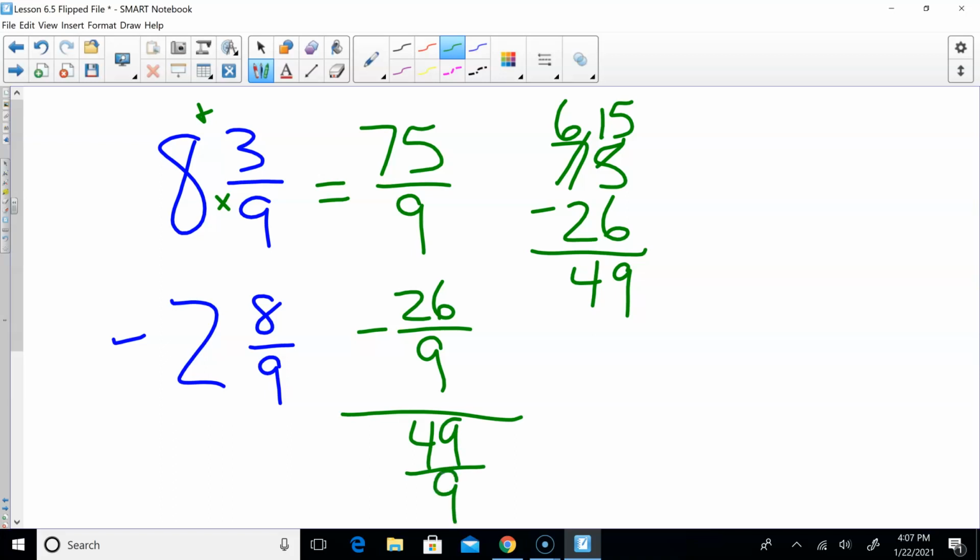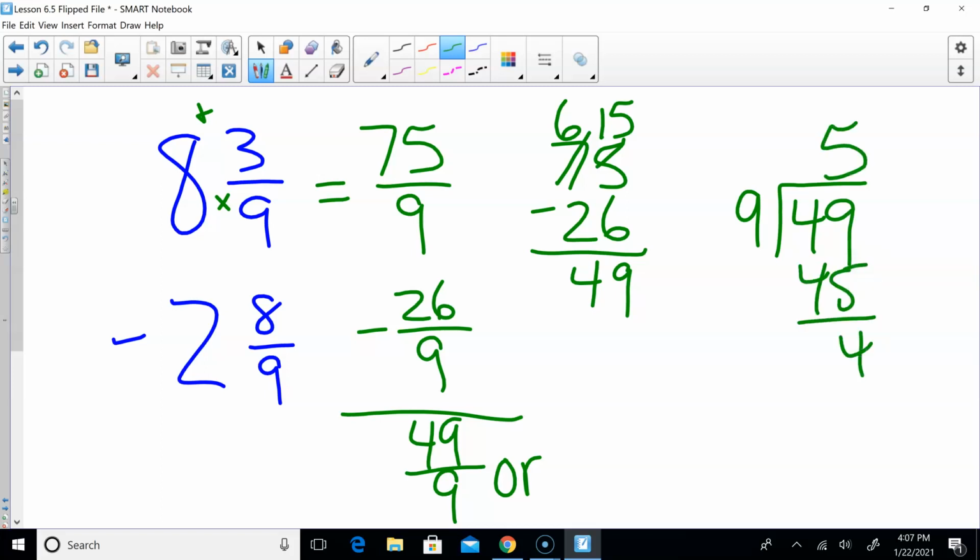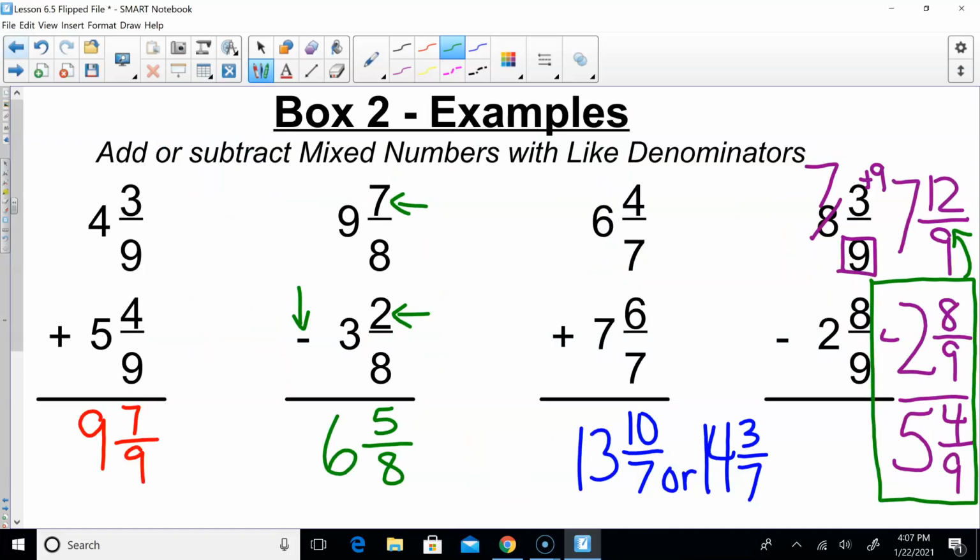Now we know that's a fraction that's greater than 1, so we would have to make it a mixed number. So 9 goes into 49 five times, 45, with a remainder of 4. So I'd have 5 and 4/9. And hopefully if I go back, that matches the 5 and 4/9 I had originally when I did it this way. So this shows you that both methods work.